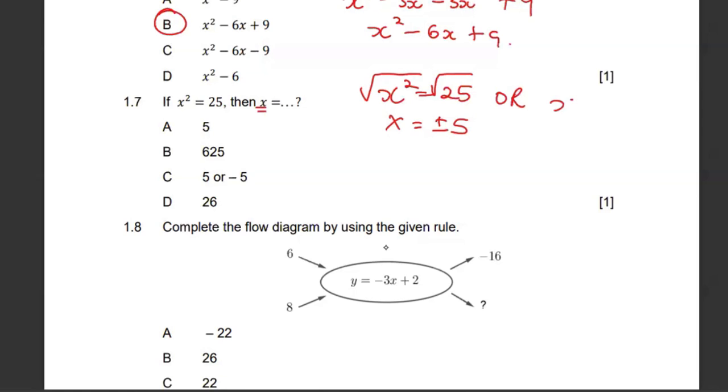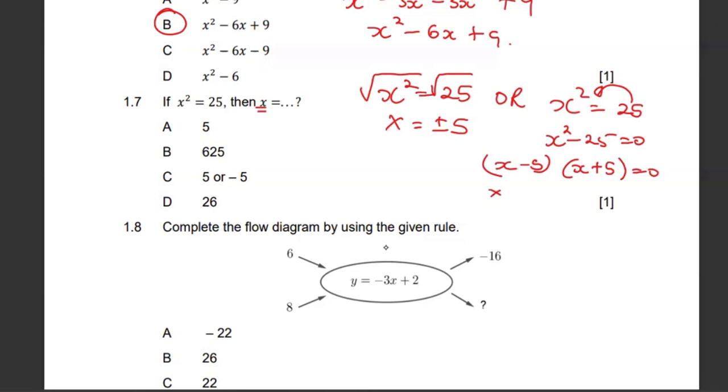Alternatively, if you use the difference of 2 squares, we move the 25 that side. It's going to be x squared minus 25 is equal to 0. And then factorize that, x minus 5, then x plus 5. And then we solve this. First, x is a 5, or it's a -5. So C is the best answer.